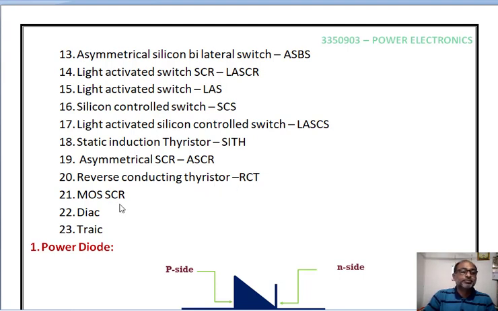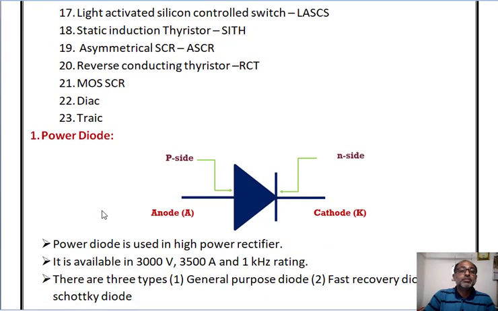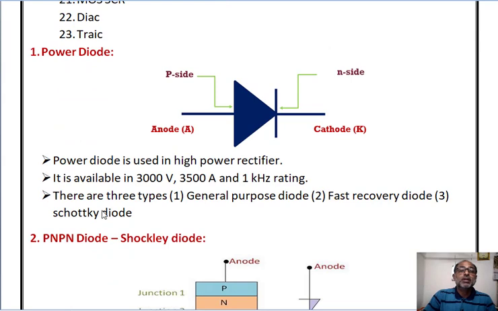Most SCR, diode and triode. Now let me see one by one. First, power diode. As I already told you, the power diode is designed for high voltage and high current. That means it is designed for high power. So the power diode is used in high power rectifiers.